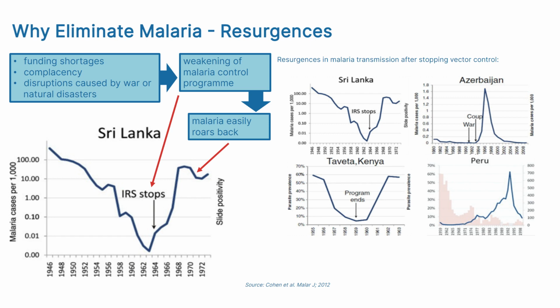This review identified 75 resurgence events in the scientific literature, and nearly all were determined to be a result of the weakening of a malaria control program. This weakening was due to funding shortages, complacency, or disruptions caused by war or natural disasters. Technical issues such as insecticide resistance were secondary and less responsible for resurgences than operational issues.